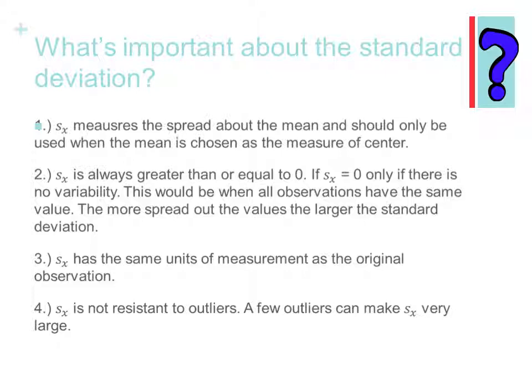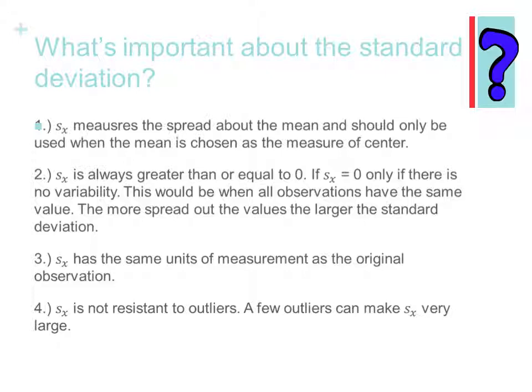Think about this. The more spread out the values are, the larger the standard deviation because they're going to be further from the mean. The standard deviation has the same units of measurement as the original observation. So if we're talking about the number of pets, the units would be number of pets. The average distance from the mean is 2.55 pets.